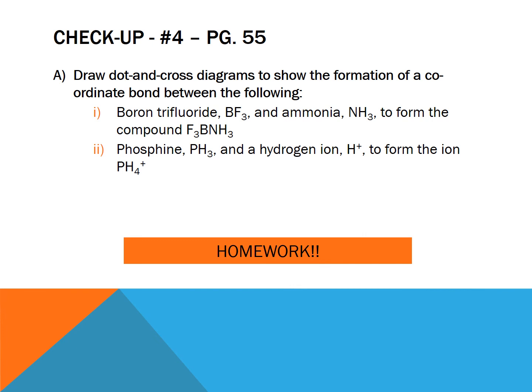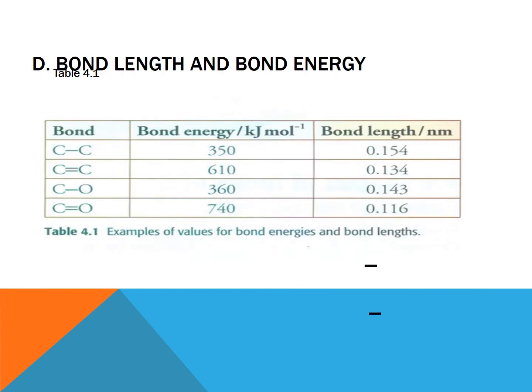All right, so bond length and energy. So this is where we get into some topics we'll cover later on more in depth. But you need to understand that as the bond length shrinks, it generally is going to take more energy to break. So for example, the biggest bond length in this table is the C and C single bond. It takes only 350 kilojoules of energy to break.